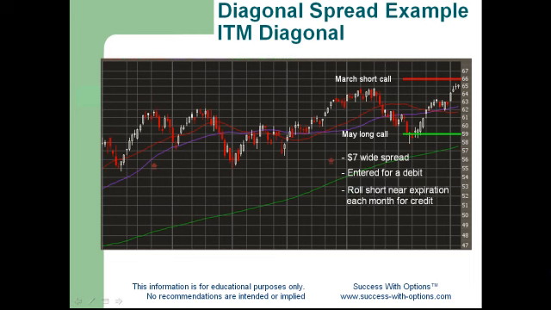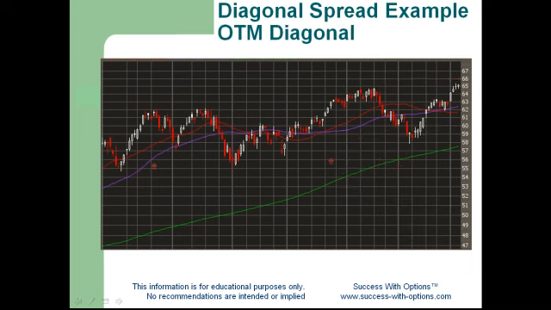Each month you'll want to roll the short strike to the next month and pick up a credit that will reduce the cost basis of the spread. The goal is to have the spread fully in the money near expiration on the final month. In this case, you'll sell back the spread and the profit in the trade will be the $7 for the spread minus the initial debit plus any credits received for the roll.